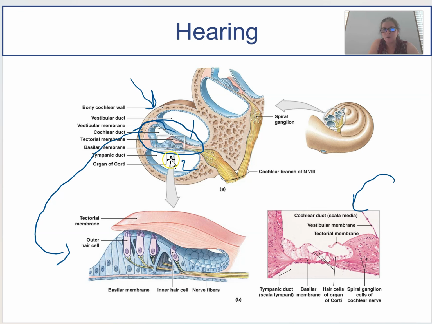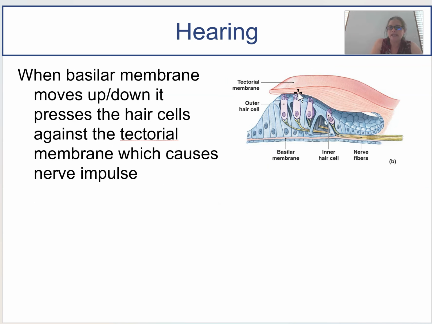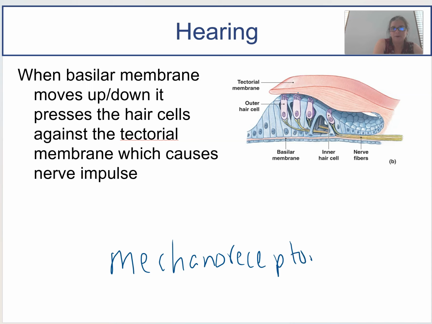When this fluid moves, it's going to move these membranes. Look what's between them. There are little hair cells. So these are little hair cells, and you can see the hair sticking in there. So when that sound wave comes in and it moves, those hair cells are going to bend. In fact, hearing and balance use mechanoreceptors. And remember that mechanoreceptors respond to physical displacement.